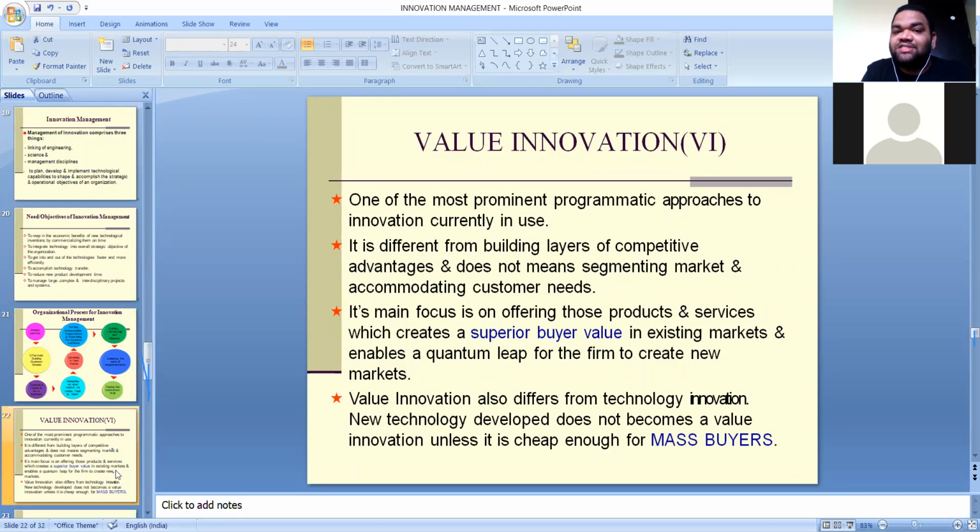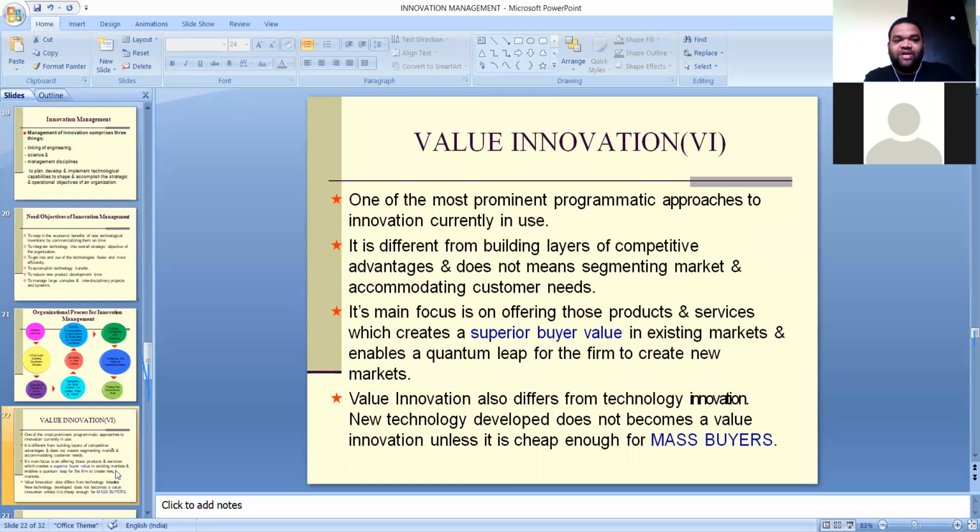But what is value innovation? If you see the third point, the main focus is on offering those products and services which enable a superior buyer value. I have highlighted that with a blue color. Superior buyer value in existing markets and enables a quantum leap. What do you mean by quantum leap? Quantum leap means a sudden large increase, a sudden large increase for the firm to create new markets. That is what we call value innovation.